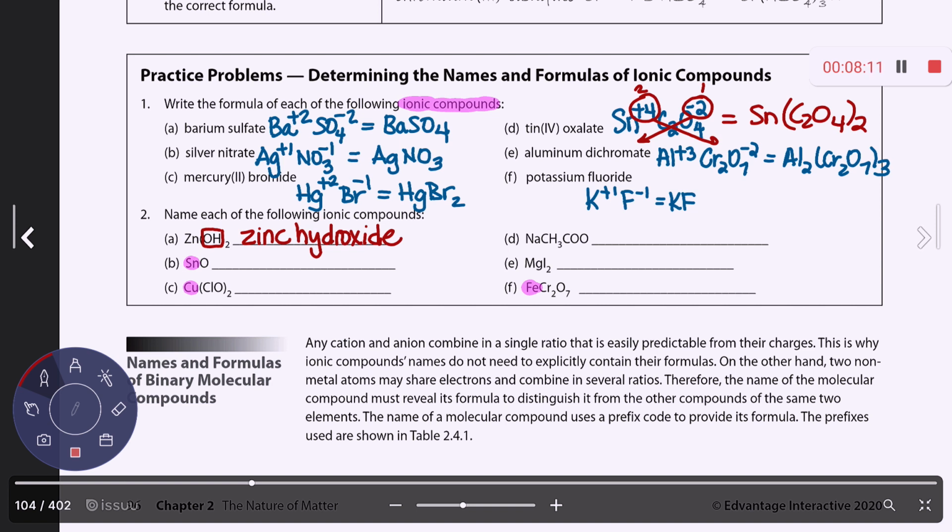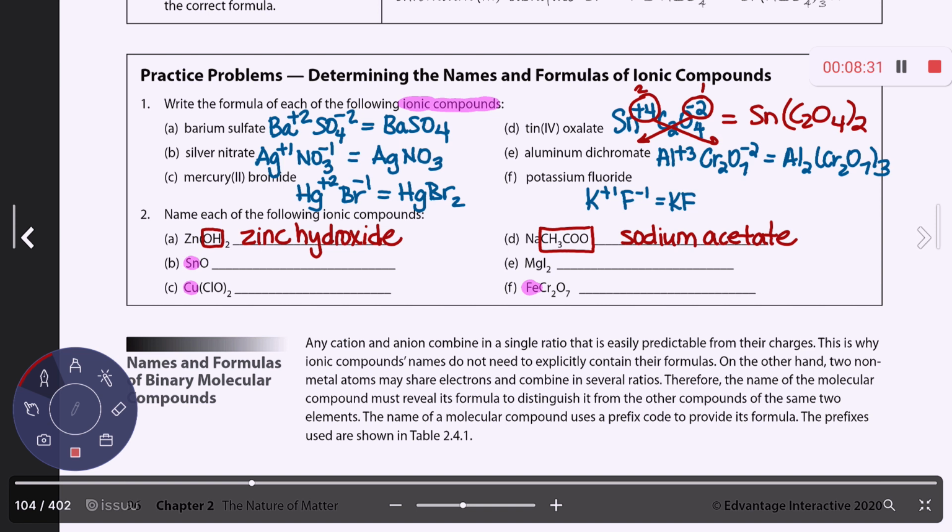And then for D, Na is sodium. And then I had you guys write this on the bottom left of your periodic table. It was another way to write acetate. Okay, so this would be sodium acetate.